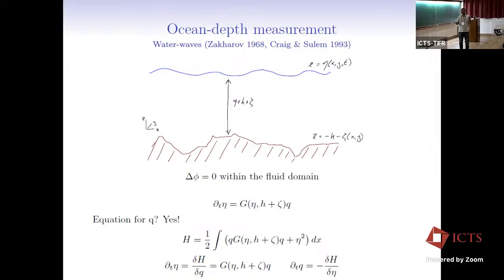And actually heavily non-local if you think about what G actually is. In terms of the order of the nonlinearity in eta, it's infinite order, because it's got a Taylor series in eta. This is a very nonlinear, very non-local differential equation.